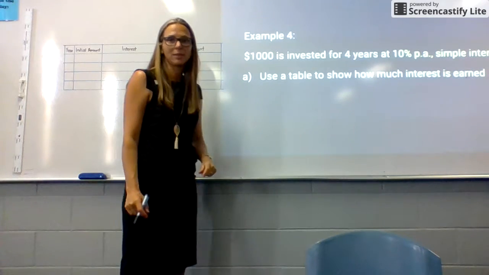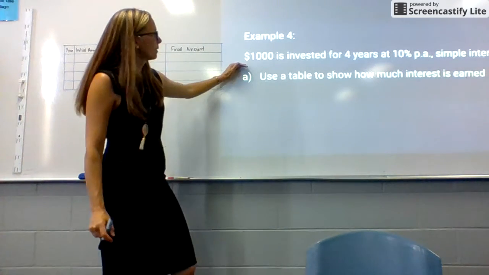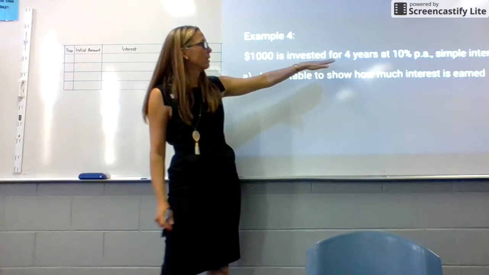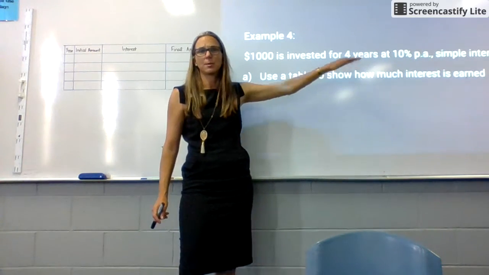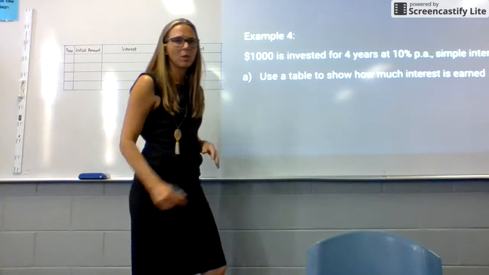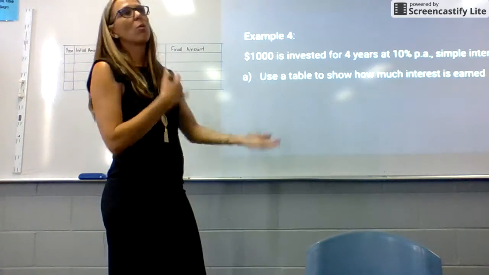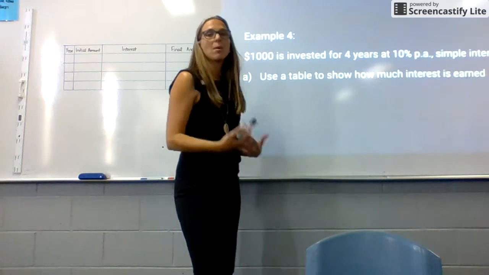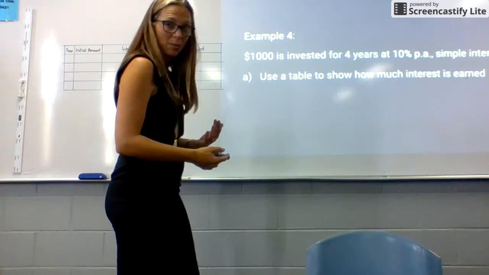Hi, so now we're having a look at example 4. $1,000 is invested for 4 years at 10% simple interest. Use a table to show how much interest is earned. So we're going to have a little look at, if we were working it out one step at a time, how that interest was being gained.